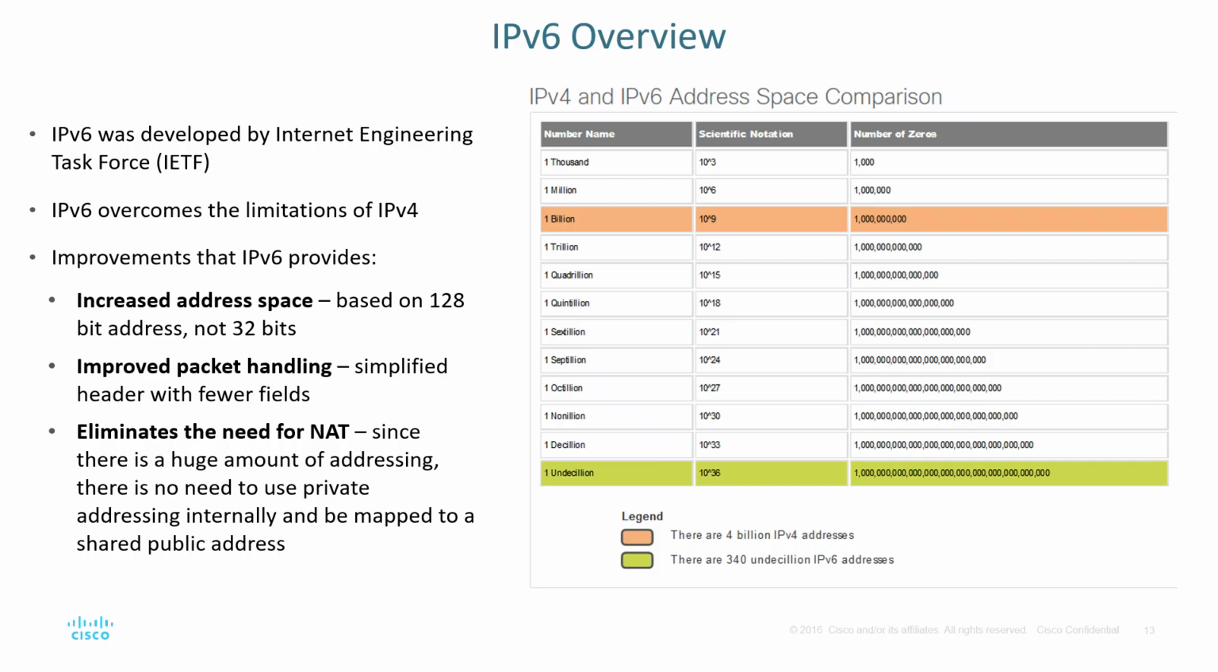It also eliminates the need for NATing. Since there is a huge amount of addressing, there is no need to use private addressing internally and be mapped to a shared public address. So as you can see in this graphic, it is 1 undecillion, 10 to the 36.